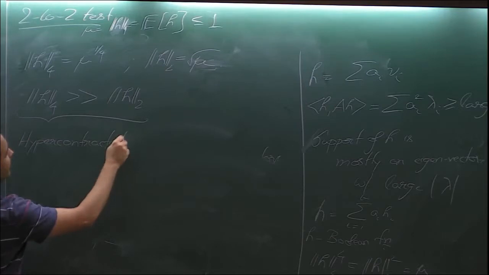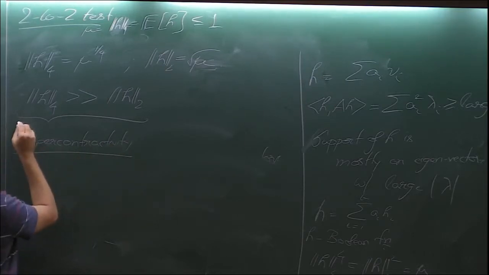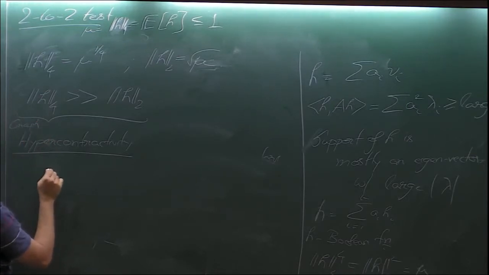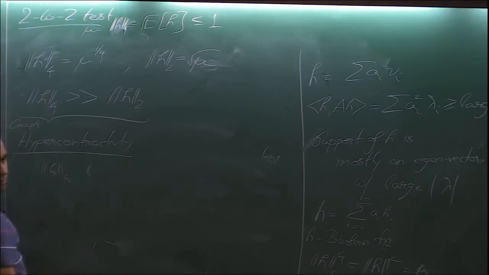That is, if a graph is hyperconductive, it will tell you something about the fourth norm being small compared to the second norm. That's what hyperconductivity results tell you. Of course, it's unclear if the Grassman graph is hyperconductive. In fact, it is not hyperconductive, because if it were, then there cannot be any small set that expands.